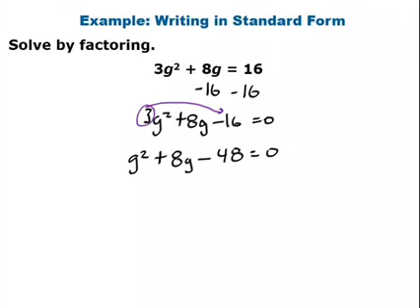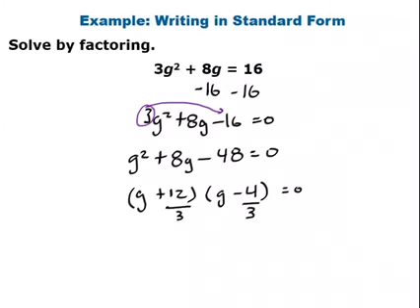equals 0. The factors of negative 48 that give you a positive 8, well, that's going to be positive 12 and negative 4. In both cases, we want to try to divide by our leading coefficient of 3. If it works, we go ahead and divide. So we'll get g plus 4. If it doesn't work, we bring our denominator back out in front. So then we get 3g minus 4. All of that equals 0. The last step is going to be to set each of these equal to 0 and solve.